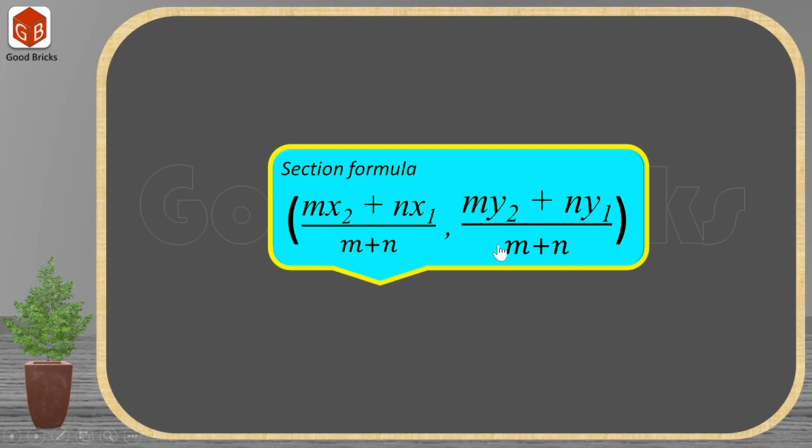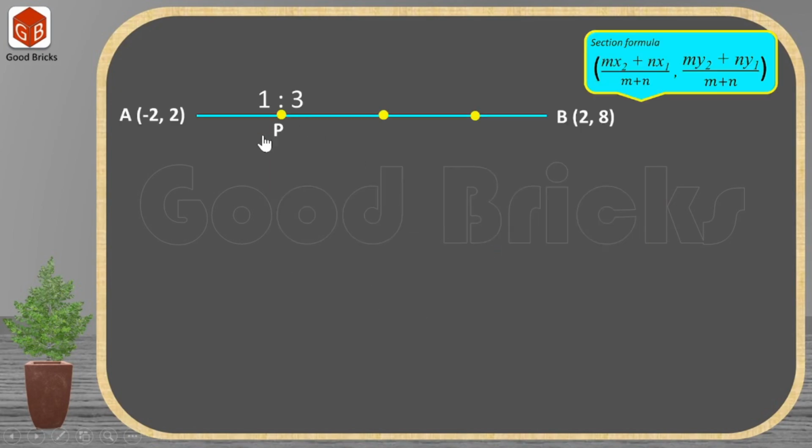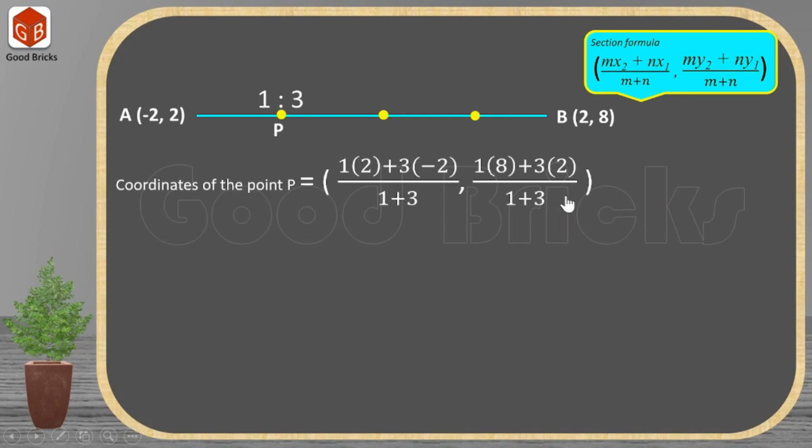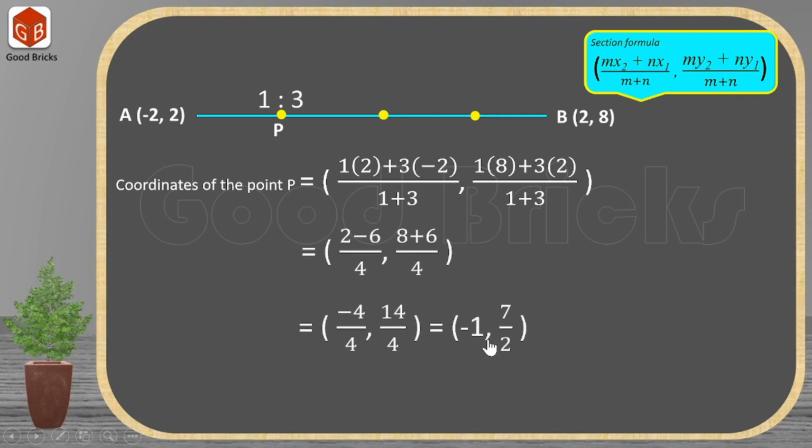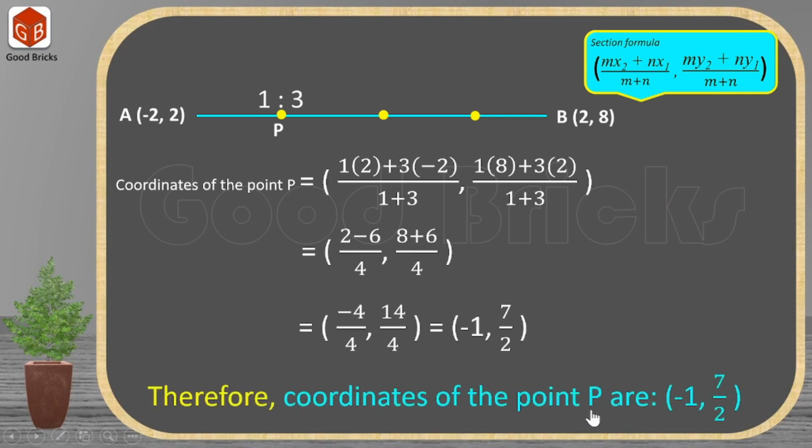So using this section formula, let us find coordinates of this point. So this is the section formula. So using this, we can write (1 into 2 plus 3 into minus 2) by (1 plus 3) to get x coordinate. To get y coordinate, (1 into 8 plus 3 into 2) by (1 plus 3). So this is what we have written here on the screen. When you simplify, you will get minus 1 comma 7 by 2 as the coordinates of point P.